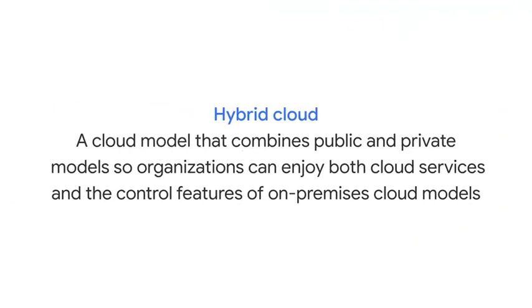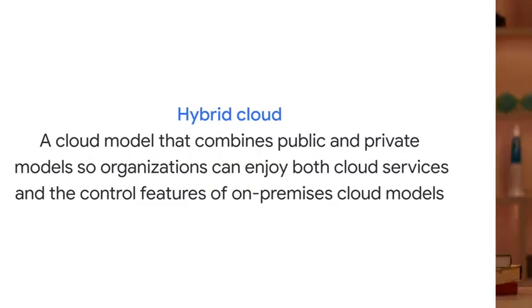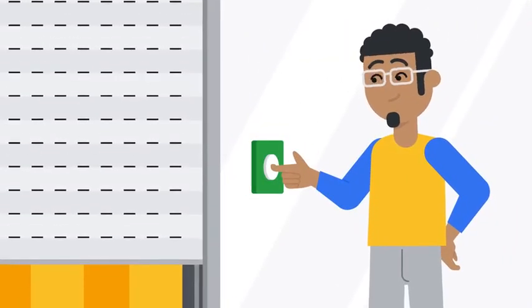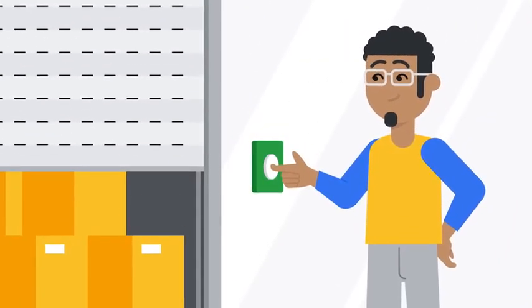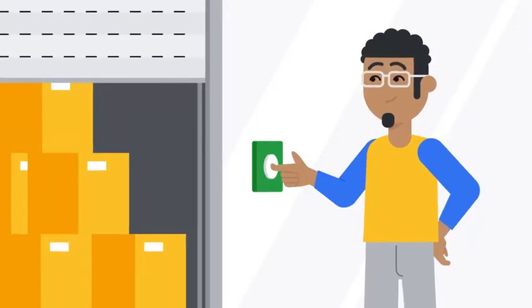Okay, finally we have the hybrid cloud, which is a cloud model that combines public and private models, so organizations can enjoy both the cloud services and the control features of on-premises cloud models. Hybrid cloud allows users to add a public cloud provider to an existing on-premises infrastructure, which increases computing power without adding data center expenses. Because users choose where their applications sit and where computing happens, there are key security and compliance advantages too. A hybrid cloud is like having a storage unit. The business has the convenience and access of more space without needing to move or expand.